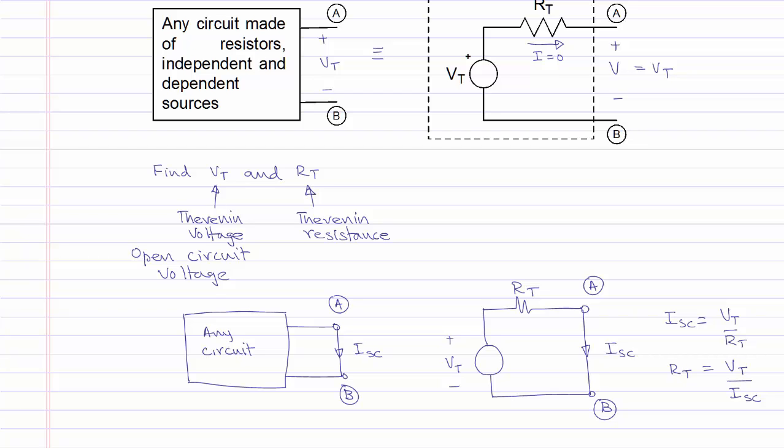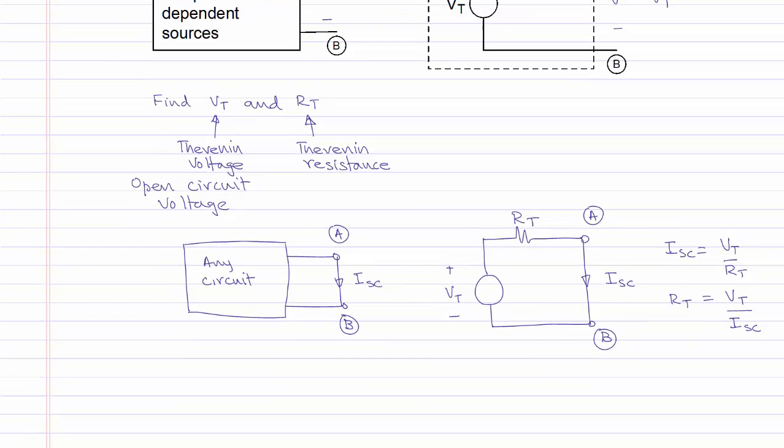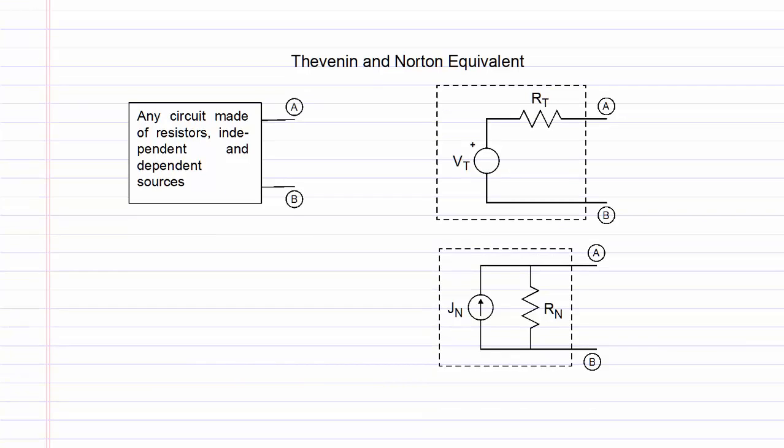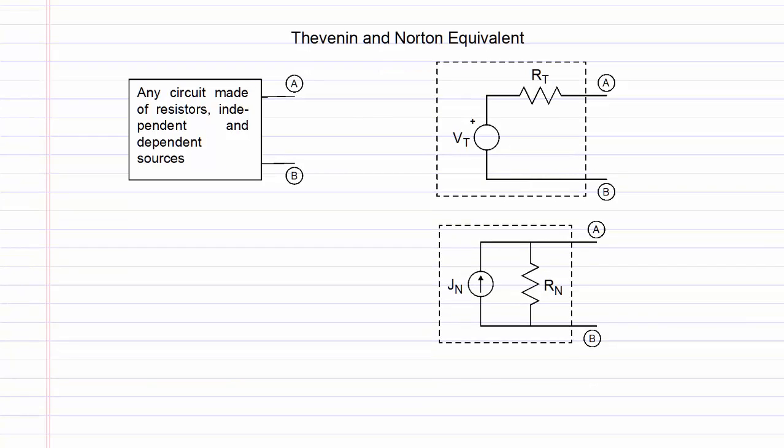It is also important to note the polarity of Vt and the direction of current flow of ISC, and we have chosen the directions such that if Vt is positive, then ISC will also be positive, such that Rt is positive, and if Vt is negative, then ISC will also be negative and Rt will still be positive. Closely related to the Thevenin equivalent is another equivalent circuit called the Norton equivalent, and we will give the connection between Thevenin and Norton equivalent next.